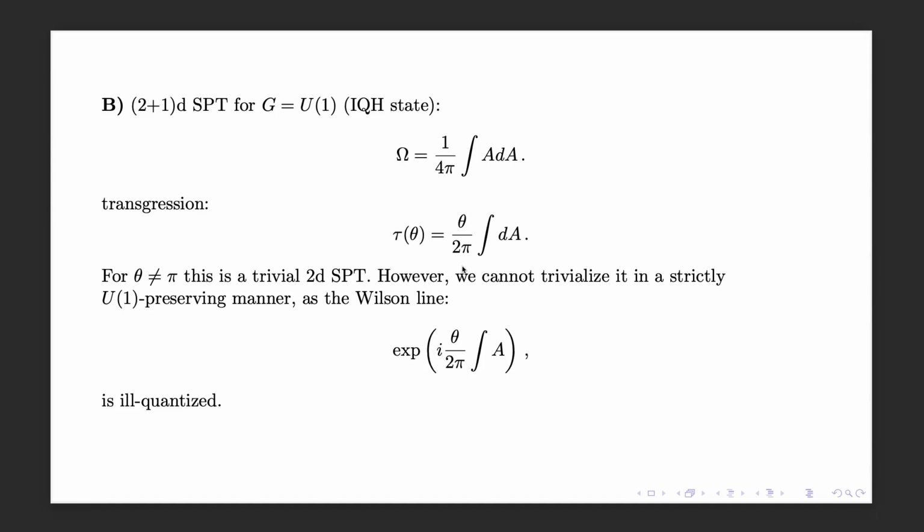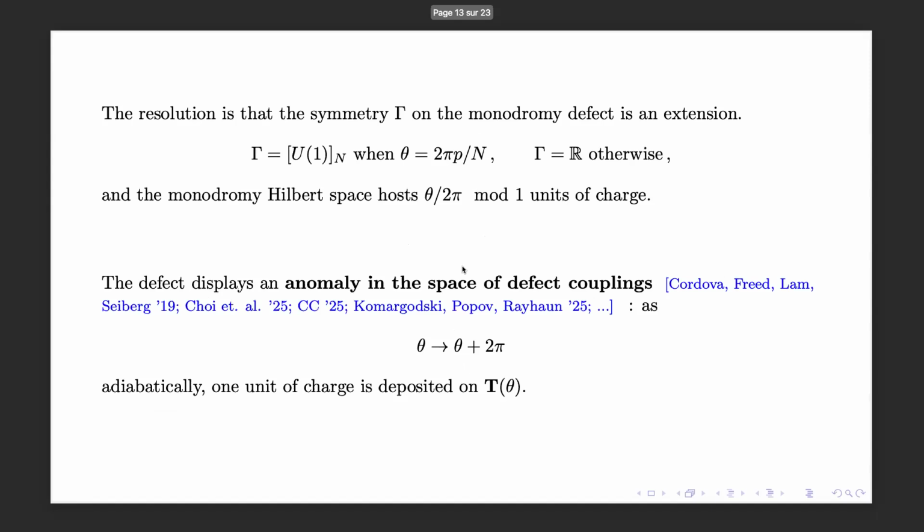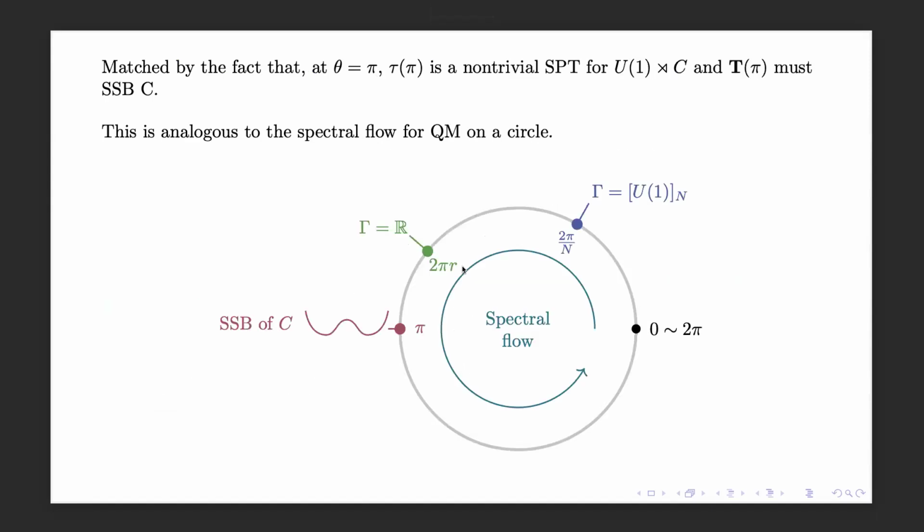in the Hilbert space, I have found 1 unit of charge. This is essentially Paul's bound from the bulk anomaly. And this type of spectral flow is matched by what happens at theta equal to pi, because at theta equal to pi, the tau of theta is a non-trivial SPT for U(1) times charge conjugation, if you want.